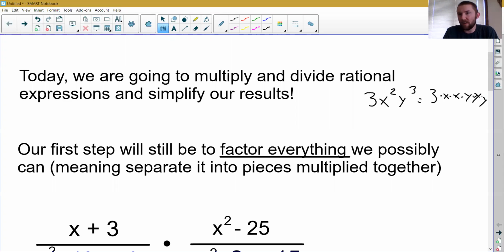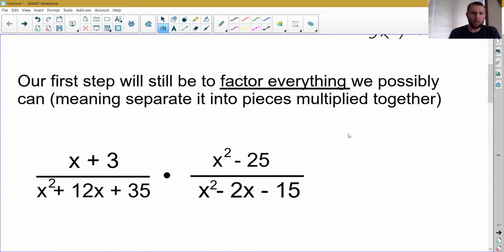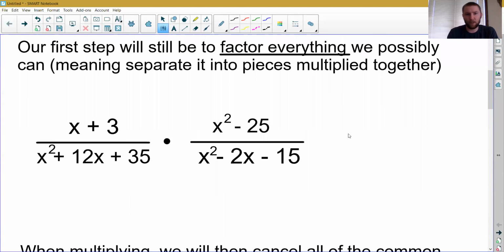And most of that is going to look like factoring out a common factor from multiple terms. And we'll see examples of that. A lot of that is going to look like factoring quadratics as well, okay? So if we look at this first example of two rational expressions being multiplied together, as I mentioned, our first step is to factor everything that we possibly can. So I look at these four pieces now, the numerators and denominators of each of these two expressions, and I decide which of these can I factor.